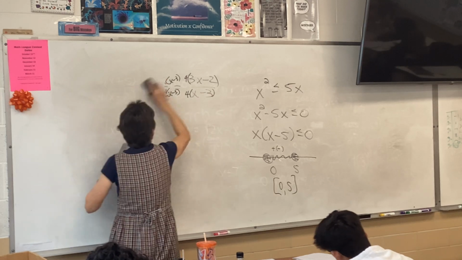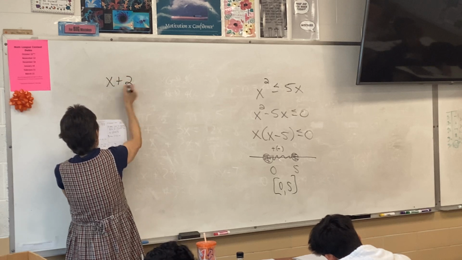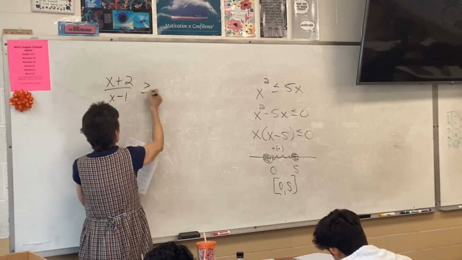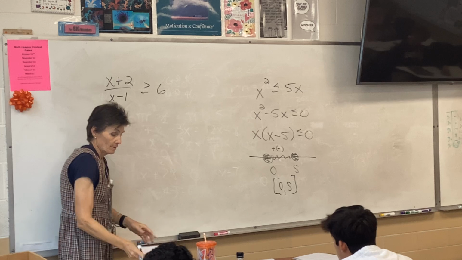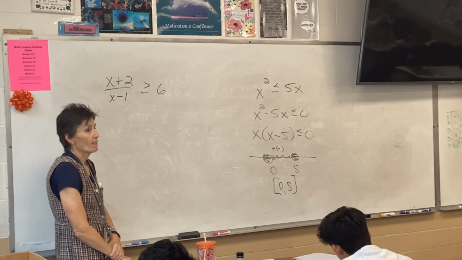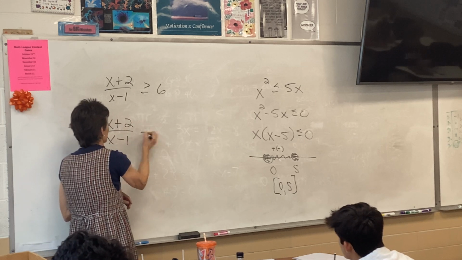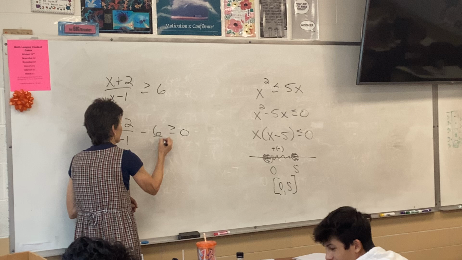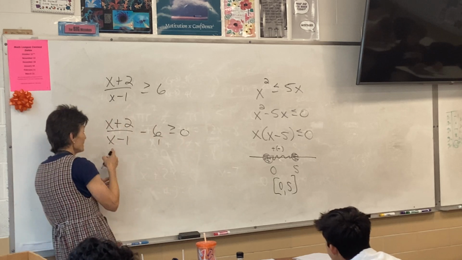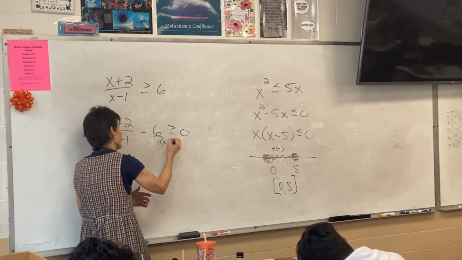Okay. Now the next one is one like we did earlier today. This will challenge you a little bit. Hopefully not too much. What do you think? Minus a 6 over. Move the 6 over, very good. And you get a common denominator. And the common denominator would be x minus 1.